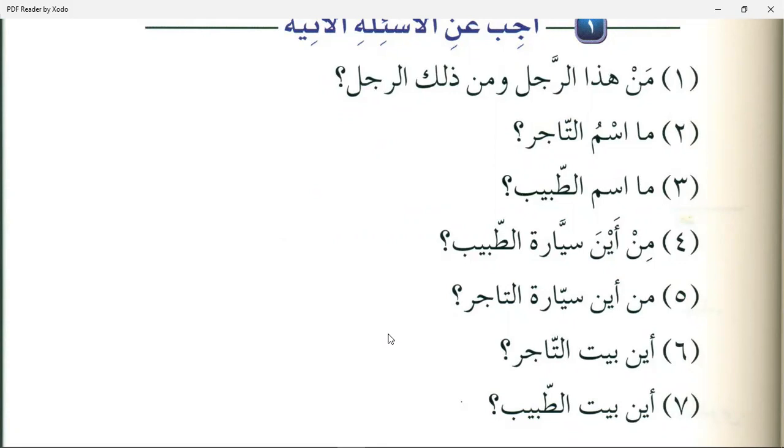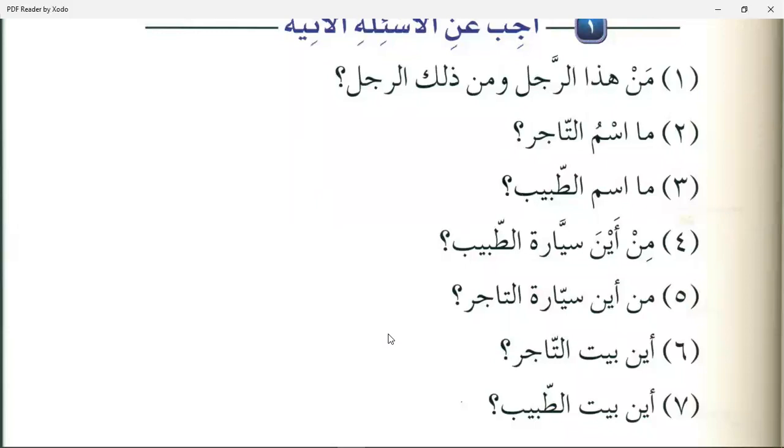What is Mashat's name? Ismuhu Hamid. Okay, his name is Hamid. Masmu Tabib. What is the doctor's name? Ismuhu Muhammad. His name is Muhammad.